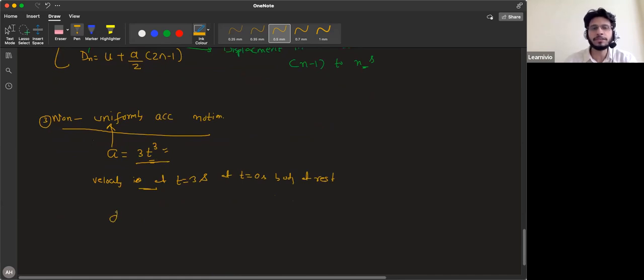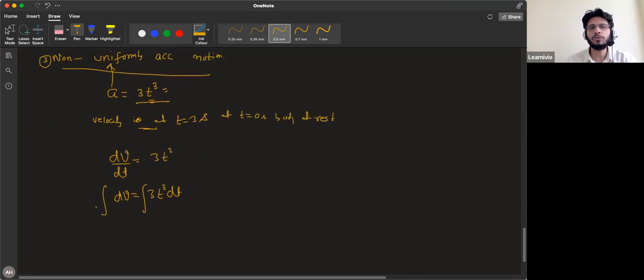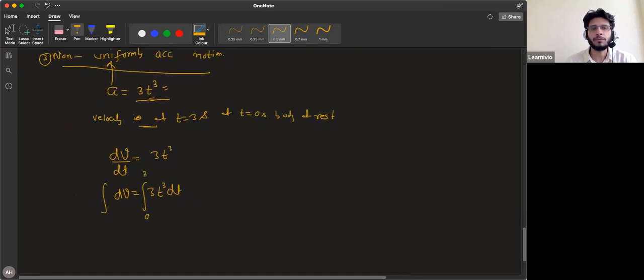What is acceleration? Acceleration is dv over dt, and this will be equal to 3t cube. So you will write this as dv is 3t cube dt. Integrate it on both the sides. What's the limit of time? It's 0 to 3. What is the velocity at t equal to 0, Krishna? 0. It's given that body is at rest. At t equal to 3, velocity you are supposed to calculate.